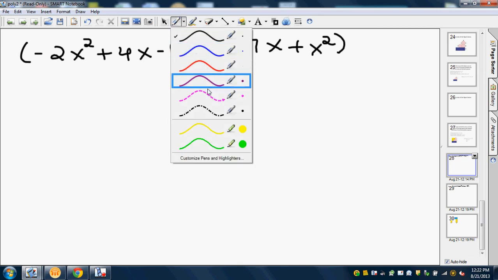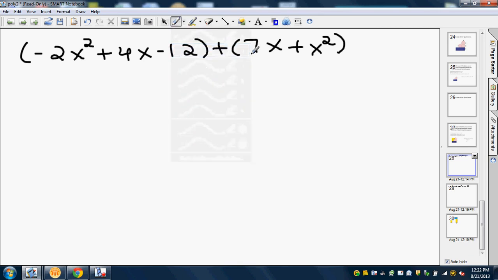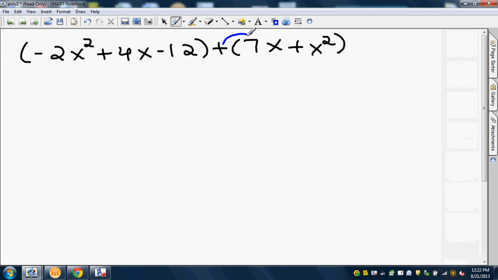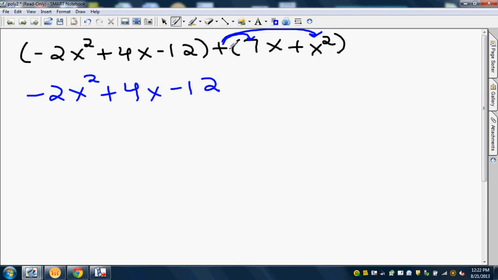Now, I'm going to go ahead and rewrite the problem without parentheses. So I'm going to distribute the plus sign to everything that is inside the parentheses over here, okay? Because in the beginning, we don't need to do anything to get rid of the parentheses. We can just get rid of them. So this is going to be negative 2x squared plus 4x minus 12. And then this is the plus sign that we're distributing. So it's like we're distributing a positive 1.